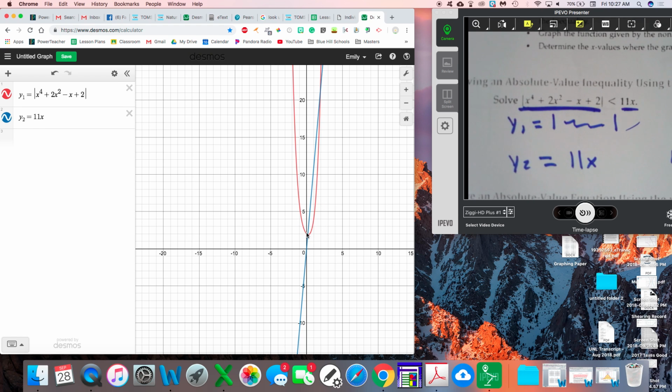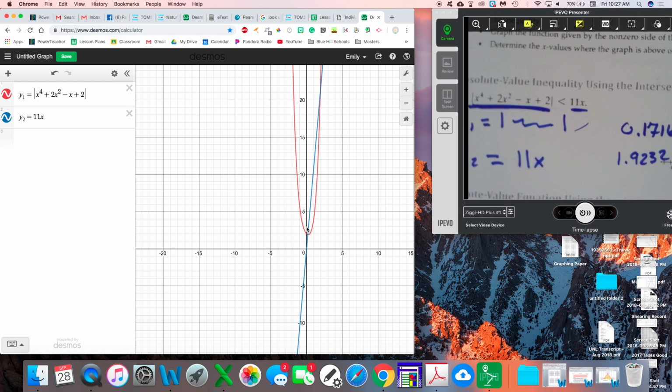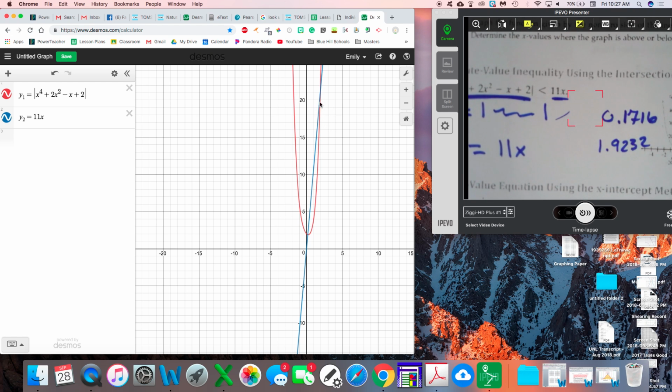It's going to be x values that are between 0.176 and 1.923. Those places in between there is where the red line is lower than the blue line. Otherwise, the red line is above the blue line. Does that make sense to you? Yes? Shake your head, yes.